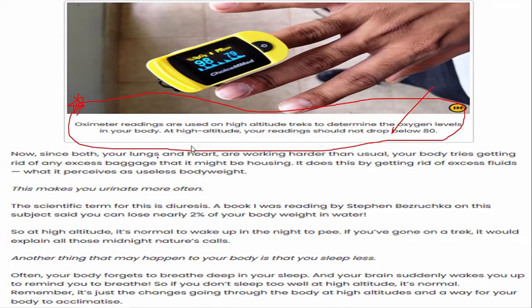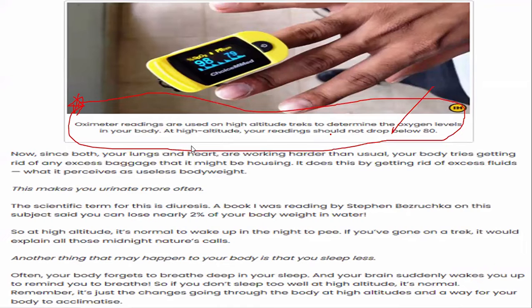Now, since both your lungs and heart are working harder than usual, your body tries getting rid of any excess baggage that it might be housing. It does this by getting rid of excess fluids. No, don't worry about that.